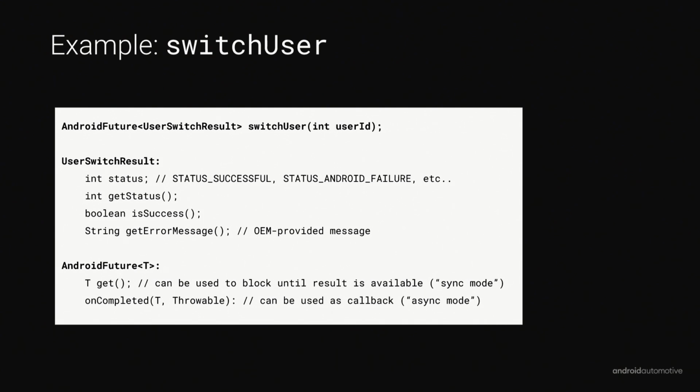Finally, notice that this result is async, meaning you don't get the result right away, but you get a promise to get this result in the future, which is an Android future that extends the traditional Java future. There are 2 ways you can use this result. You can block until the result is available. That's what I call sync mode. In that case, you call get. Or you can use a callback.